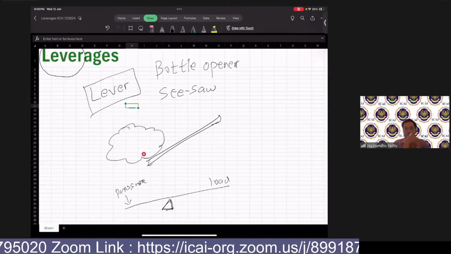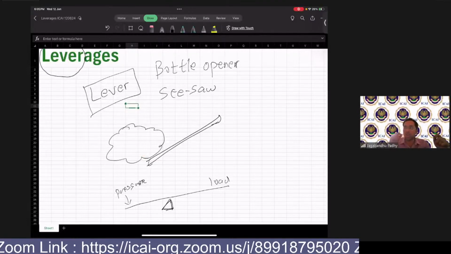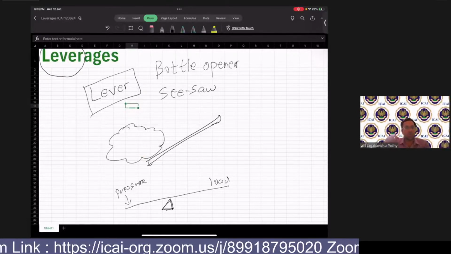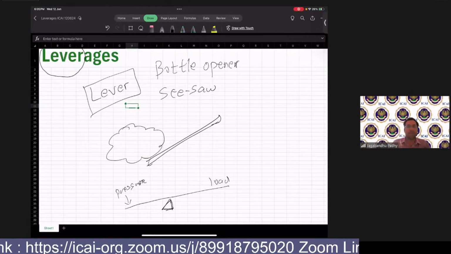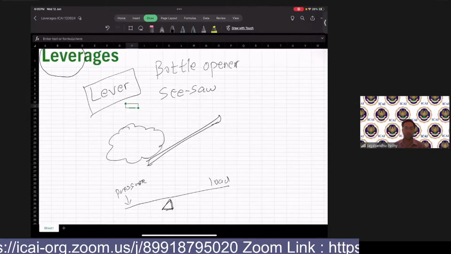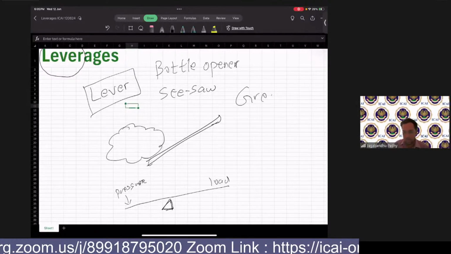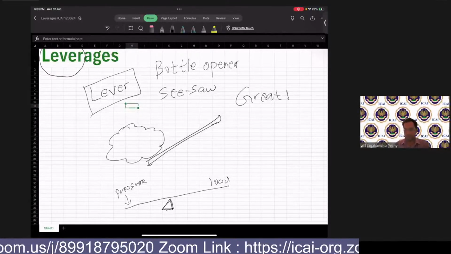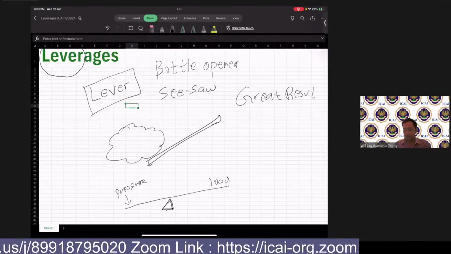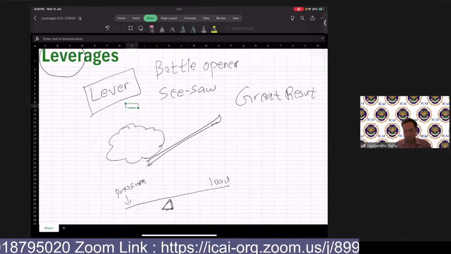All these levers are essentially used for simplifying our activities, so that we are able to attain great results on our efforts.